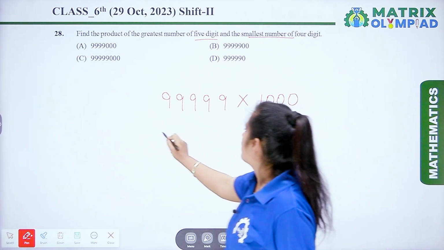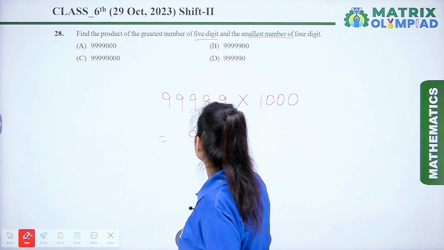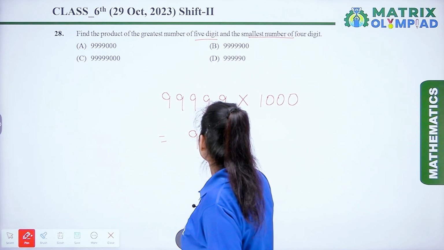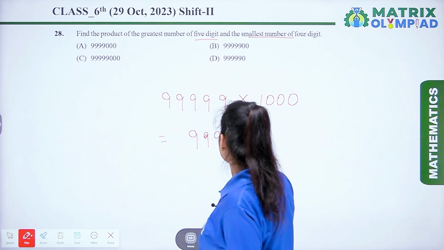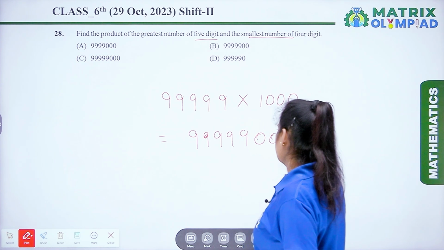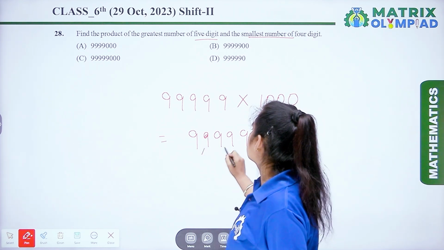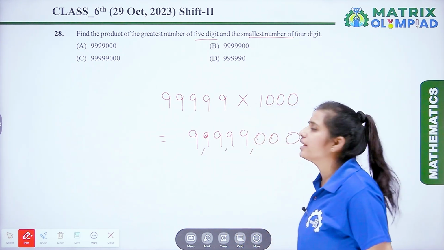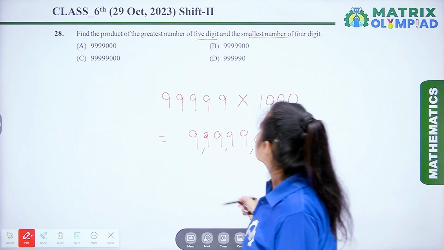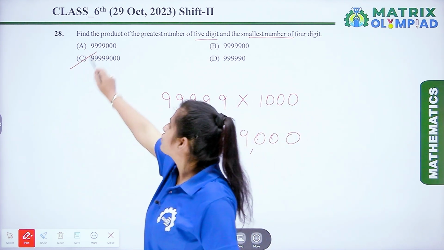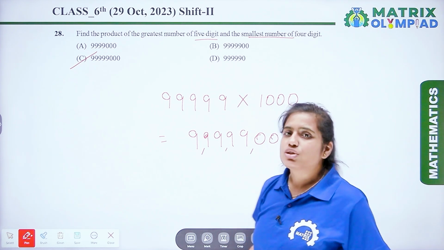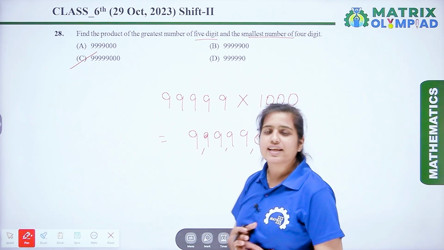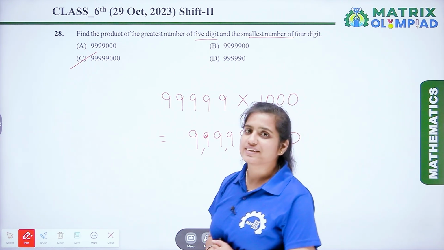So here after the multiplication we get 99999,000. So the number is 9,99,99,000. Here the correct option is option C. So according to the question, we can say that option C is the correct answer.